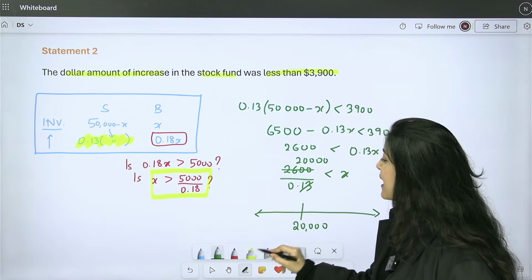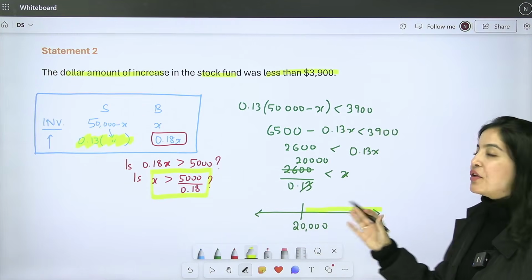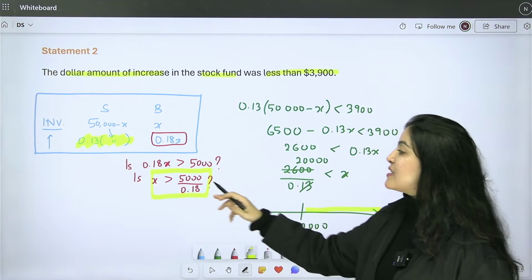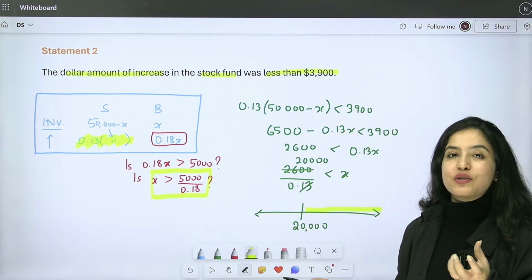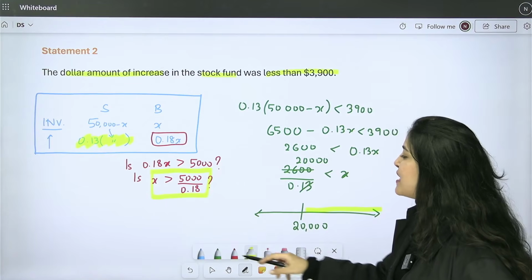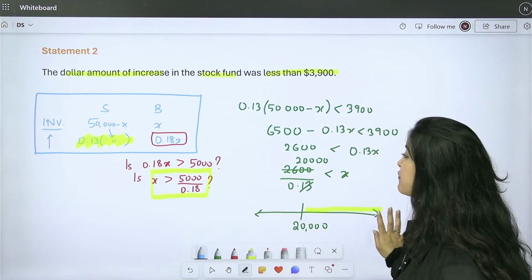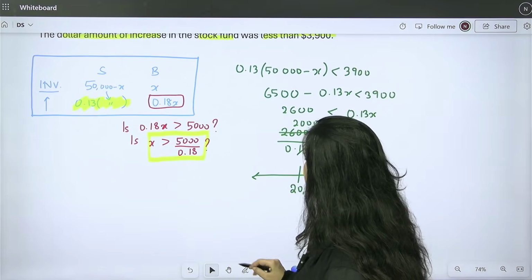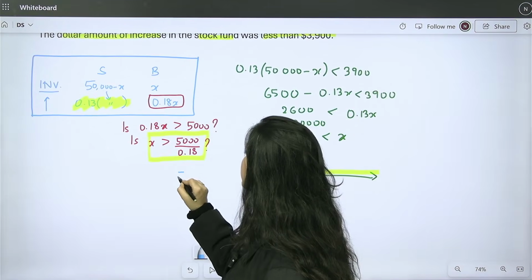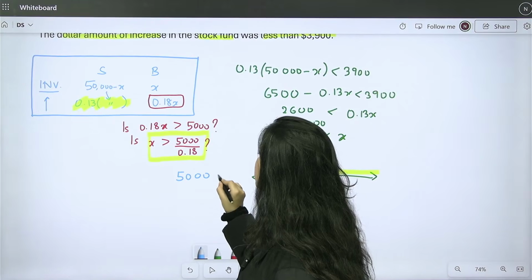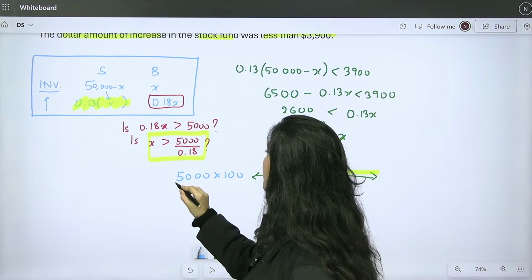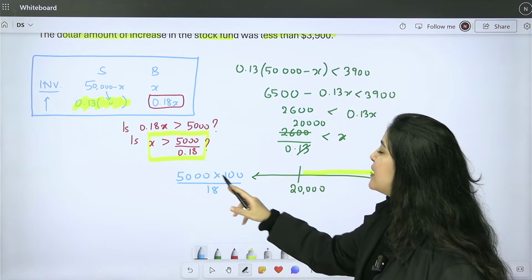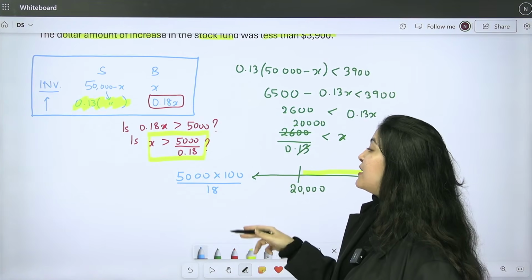This means my x can lie anywhere here on the right of 20,000. I have to see whether this is enough to do this comparison. So I now need to know what this number is. Even if I estimate, I should be fine. So let's see what this number is here. 5,000 over 0.18. Let's do this further. So this is really 5,000 times 100 over 18. Now what is this? This is really 500,000 divided by 18.